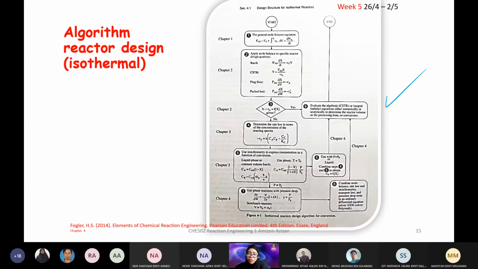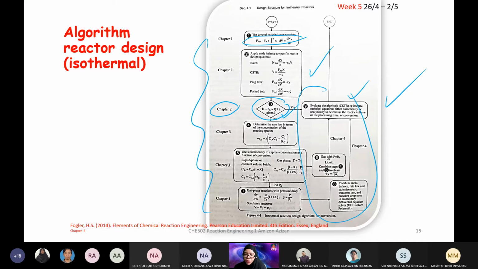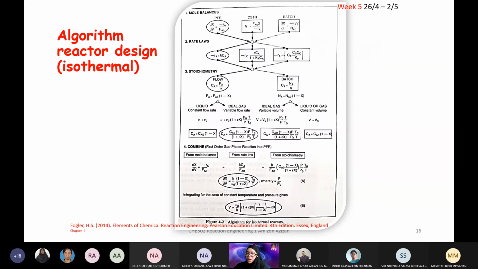So this algorithm, for an isothermal condition whereby the operating temperature is constant, is useful if you want to see the overall steps, yeah. For example, here according to the chapters, Mr. Fogler just makes it easier for you: if you were to look into that, which chapter would you refer to in his textbook, yeah? So we have the flow where mole balance, then the design equation. If you already have the rate law, then you go to the other path. If you don't have the rate law, of course, you have to determine your rate law. Yeah, that is just to help you.